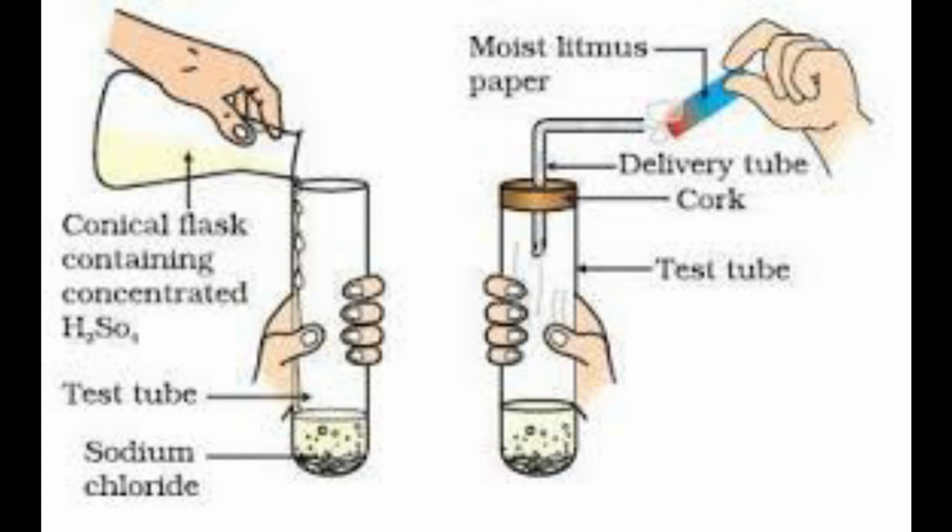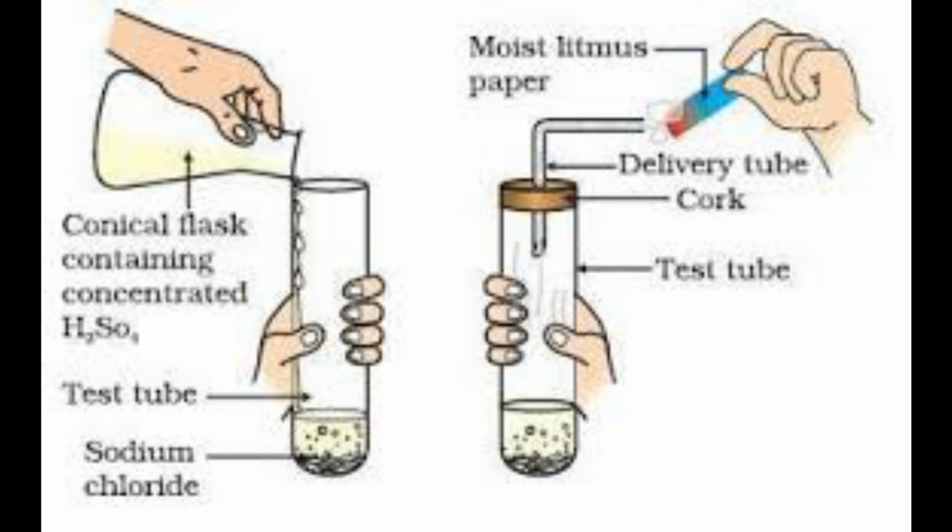So let us perform an activity for this. Take about 1 gram of sodium chloride, that is salt, in a clean and dry boiling test tube and add a few drops of concentrated sulfuric acid very carefully to it. Fix a rubber cork with a small glass delivery tube in the mouth of the boiling tube. Concentrated sulfuric acid reacts with sodium chloride to form HCl gas. We call it hydrogen chloride gas. It starts coming out of the open tube.